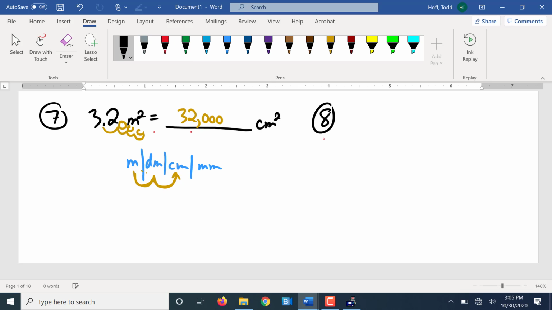For number 8, going the other direction, 2 spots on the chart, so it has to move 4 decimal places. So just move your decimal point 4 decimal spaces to the right. So you got to fill in some zeros.